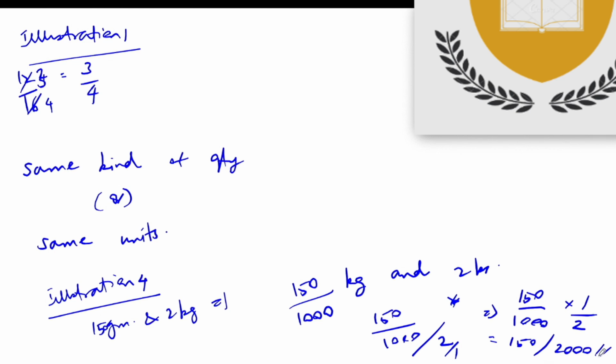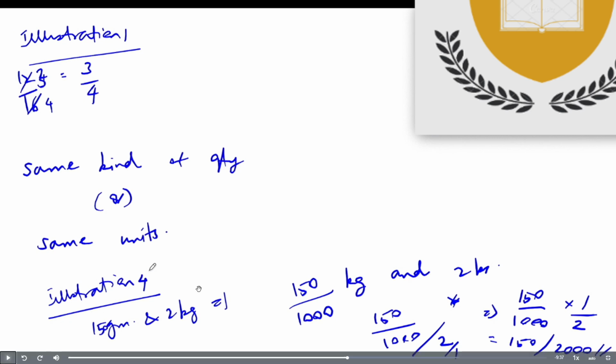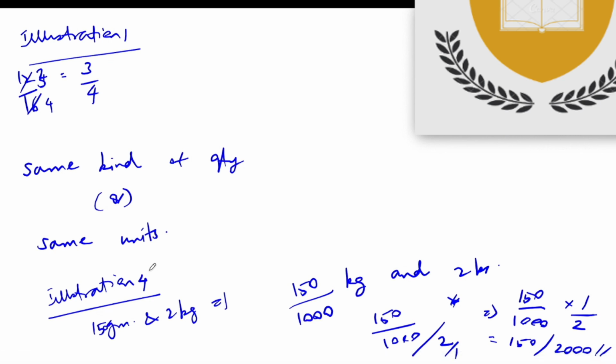When you divide a fraction by another number, we will say 150 by 1000 divided by 2. To find the ratio, it is 150 by 1000 divided by 2 by 1. That is the ratio. We should use the same term 2 by 1. Then we can bring it as a reciprocal, 150 by 1000 into 1 by 2. That is 150 by 2000. We can simplify it as 3 by 40.